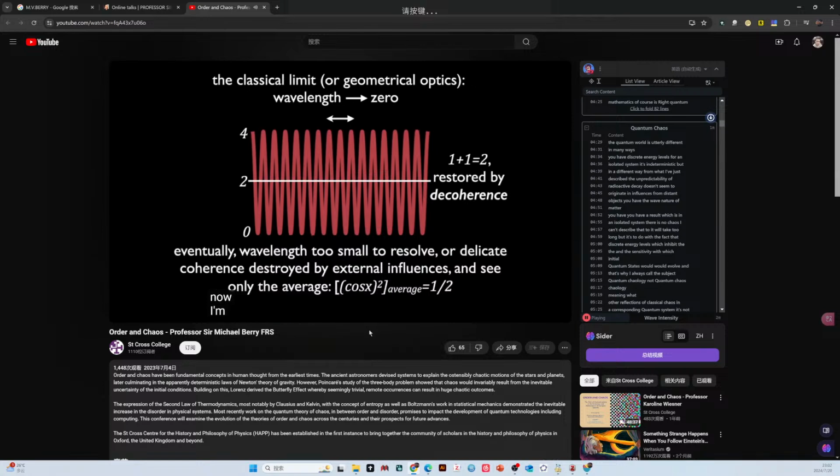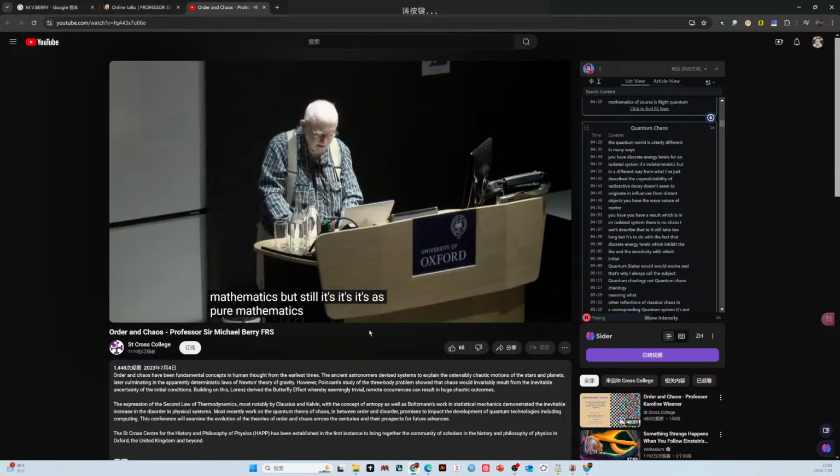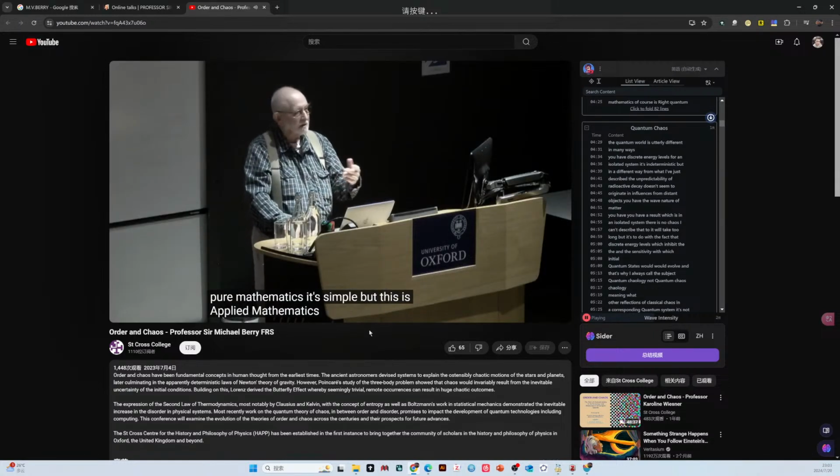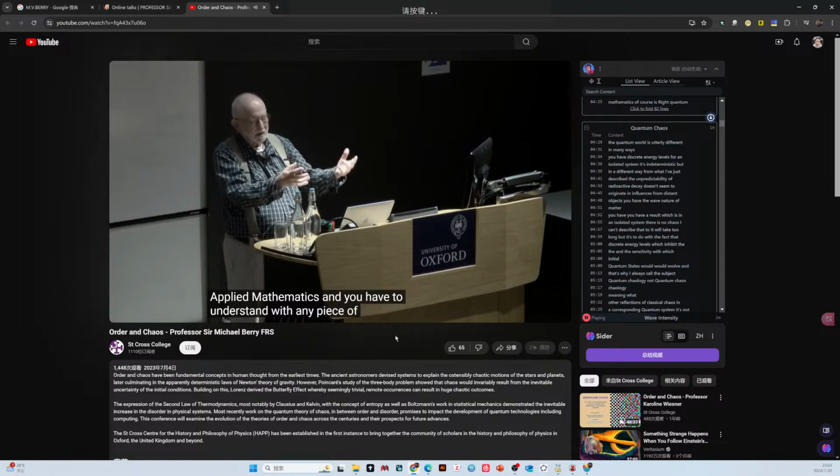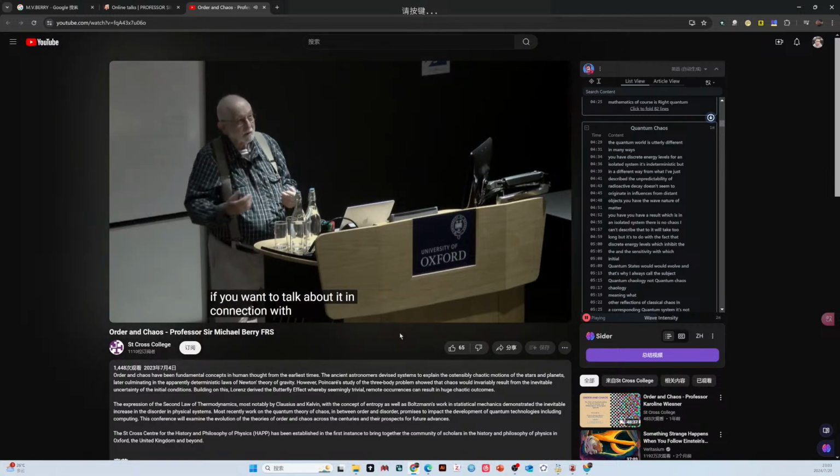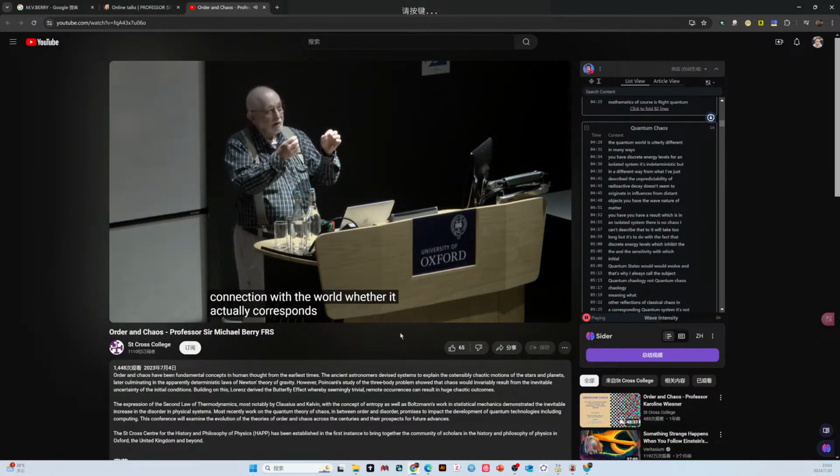Now, I'm not being pretentious when I say that 1 plus 1 is not equal to 2. As pure mathematics, it's of course a very simple formula. Even though, if you know Russell and Whitehead's Principia Mathematica, 1 plus 1 equals 2 appears only halfway through volume 2 as the first non-trivial example of their mathematics. Still, as pure mathematics, it's simple. But this is applied mathematics, and you have to understand with any piece of mathematics, if you want to talk about it in connection with the world, whether it actually corresponds.